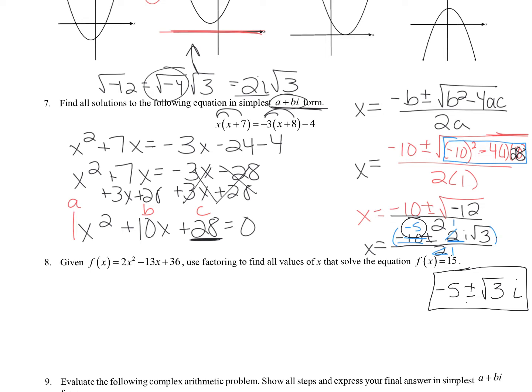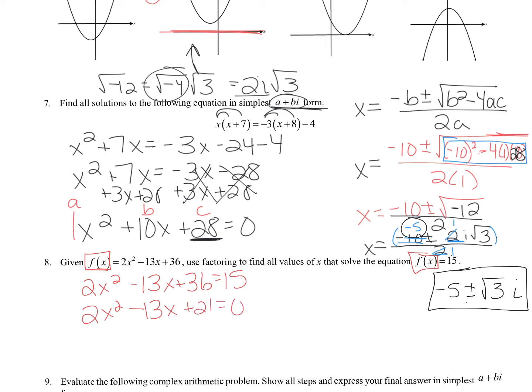Looking at the next one, it says use factoring to find all values of x that solve the equation f of x equals 15. So we can think of this kind of like a system where we have y equals this and y equals that. So we're going to set f of x equal to 15, and then set it equal to 0 by subtracting the 15 over. That's going to give me plus 21 equals 0.